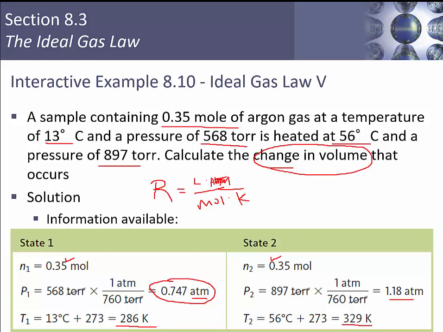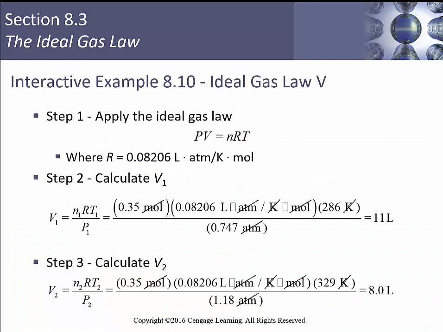And ordinarily, if you were changing two variables at one time, you're going to have a bad day. But the nice thing about the ideal gas law is that we can change lots of variables at the same time and still work with it. So we're going to apply our ideal gas law. Our pressure times volume is equal to the number of moles of gas times the temperature, where R is 0.08206 liters times atmospheres per mole times Kelvin. So we're going to rearrange to solve for volume 1.